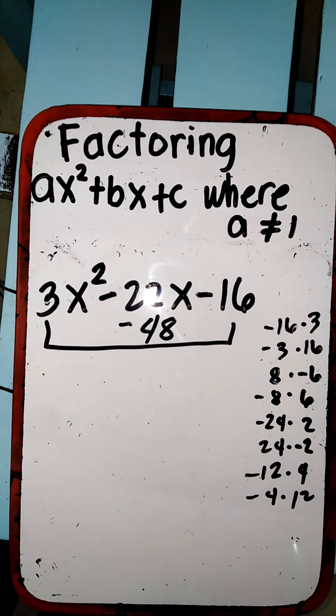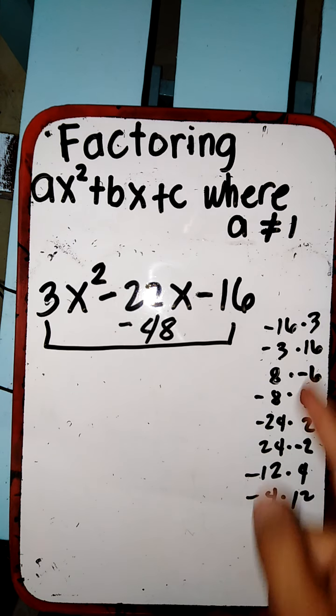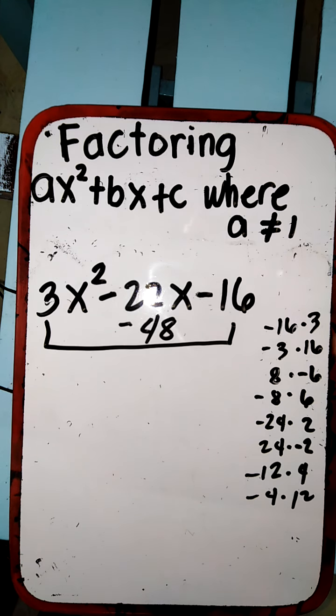So let's find the factors of negative 48 here whose sum is negative 22. Negative 16 plus 3 is negative 13. Negative 3 plus 16 is positive 13. 8 plus negative 6 is positive 2. Negative 8 plus 6 is negative 2. Negative 24 plus 2 is negative 22. 24 plus negative 2 is positive 22. Negative 12 plus 4 is negative 8. Negative 4 plus 12 is positive 8.